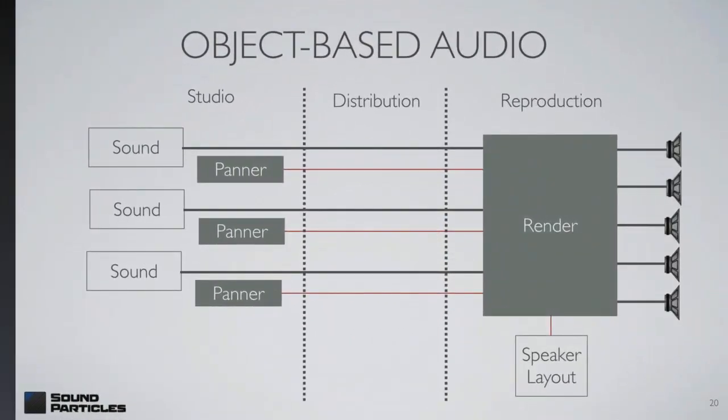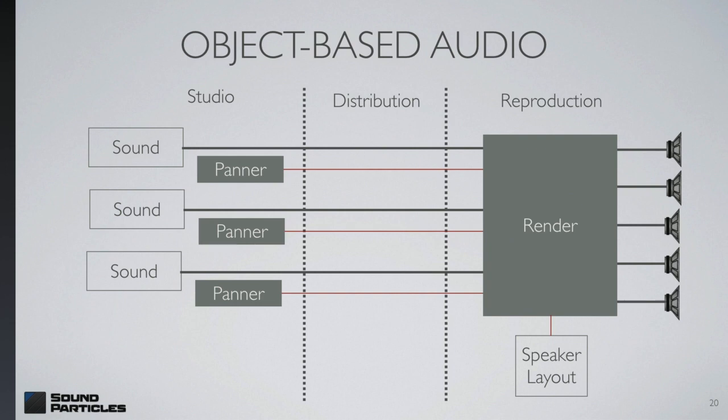With object-based audio, you don't mix sounds. You have the sound, and we are not going to mix the sounds. You are going to send all the sounds independently through distribution into the final reproduction place. Yes, we have the panner, but the panner only gives you 3D information and says, okay, this sound should come from there, and this sound should come from there and move like this.